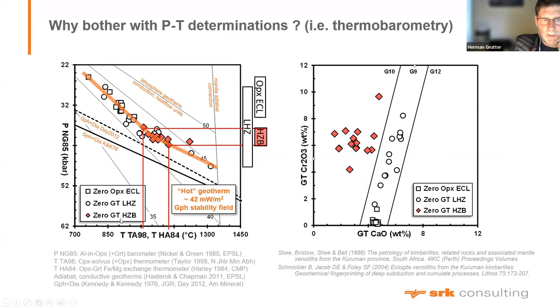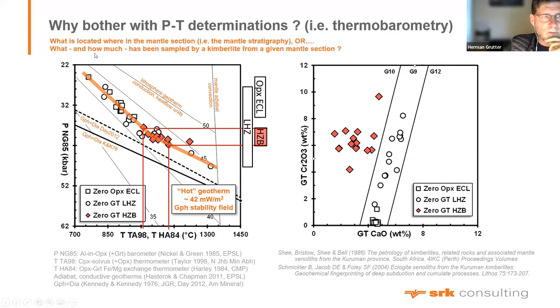And so you can build up a picture of the lithospheric stratigraphy, or other people call it the lithospheric architecture. But it's a section in terms of pressure that you derive from the fact that you can get a temperature out of the garnet grain. So we're answering this question, what is located where in the mantle section, i.e. the mantle stratigraphy, or, this is a very interesting one, what and how much has been sampled by a kimberlite from a given mantle section? And as we'll see, this becomes quite an important question because that variability is astounding.